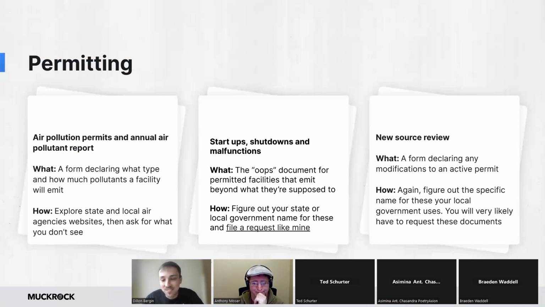So yeah, again, this may be hard to find. You may have to figure out the right name for it and go back and forth with a public information officer. But it's a really interesting type of document to keep track of, especially thinking about how there might be some kind of capacity creep at different permitted facilities.